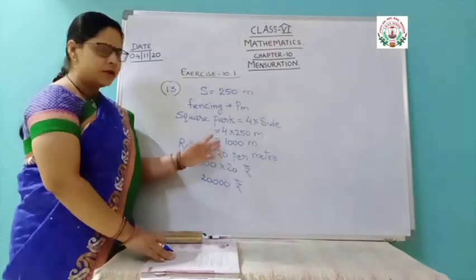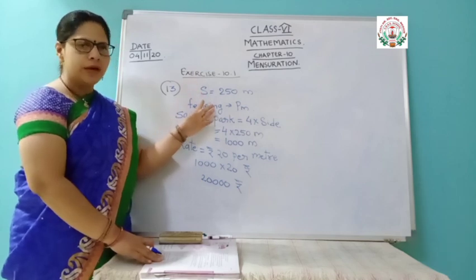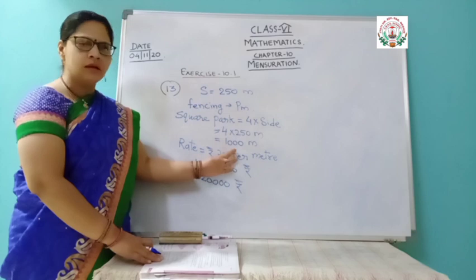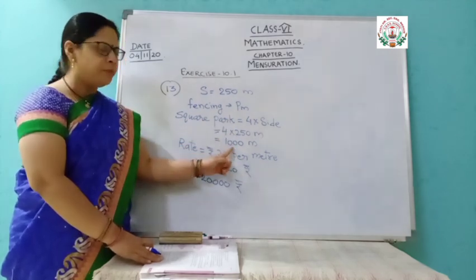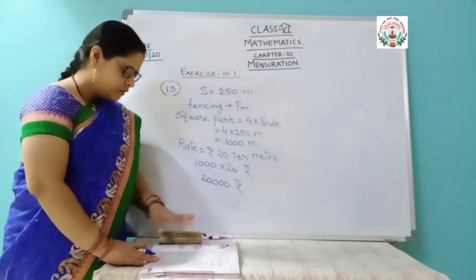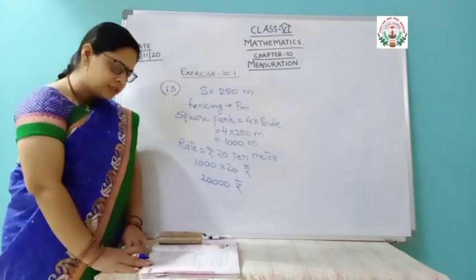It was very simple. Fencing means perimeter, and the side of a square is given. So you will find out the perimeter of the square. You will get one answer. And the rate of 1 meter is given. Multiply it with the total perimeter. You will get the total cost of fencing. So this much is completed.